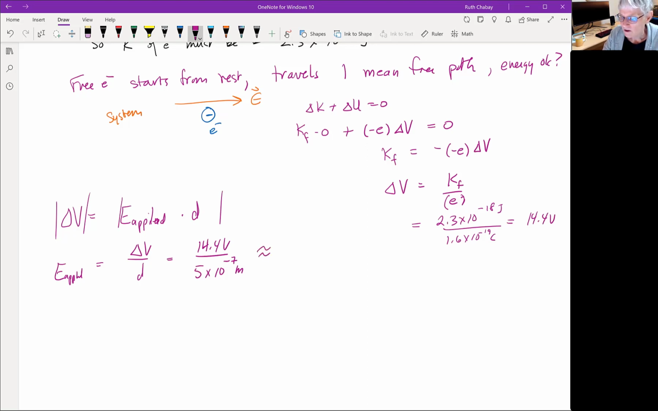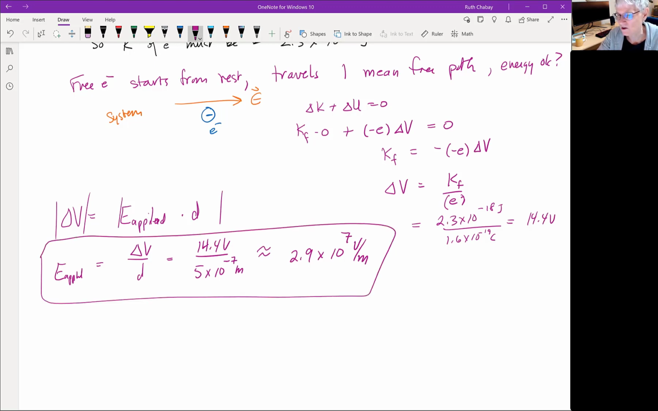And that gives us an approximate value of about 2.9 times 10 to the 7th volts per meter through this energy argument. Now remember that the observed critical field is about 3 times 10 to the 6th volts per meter, so we're off by a factor of about 10.